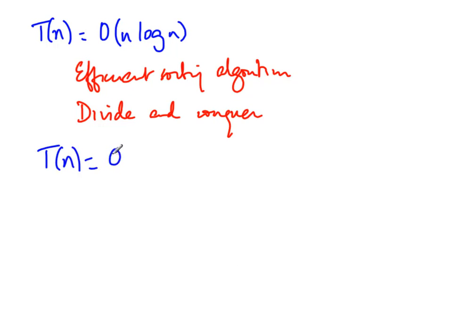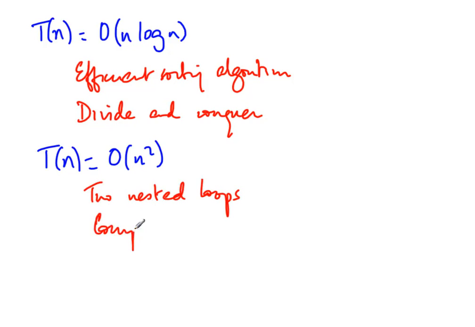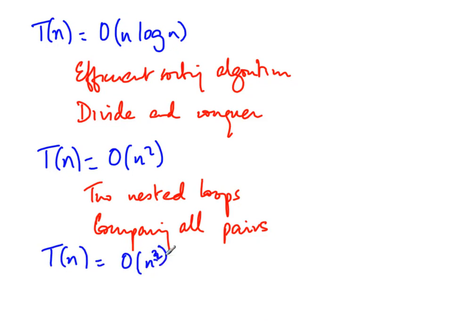A quadratic algorithm is something which basically has two nested loops. So when you're comparing all pairs, for example. A naive sorting algorithm, as we saw in the first lecture, would compare every pair to determine which is bigger, or the naive algorithm to compare distances between every pair of points in a region. So these will be n squared algorithms. Of course, the next step would be a cubic algorithm. Okay, so this will typically have three nested loops.